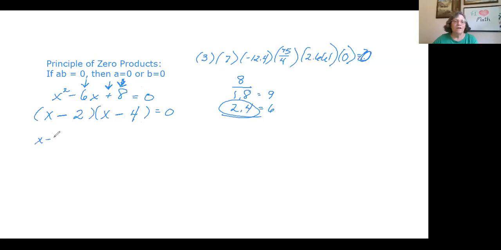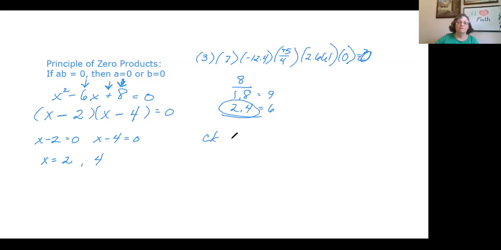So if I can find something that'll make x minus 2 equal to 0, then it wouldn't matter what x minus 4 was, the answer would be 0. Likewise, anything that'll make x minus 4 equal to 0 will make the whole thing 0. This, if I add 2 to both sides, gives me 2. This, if I add 4 to both sides, gives me 4.